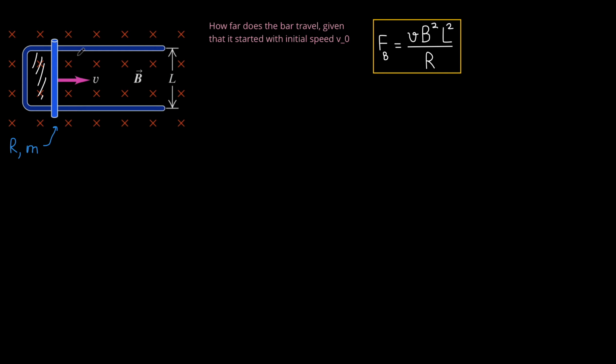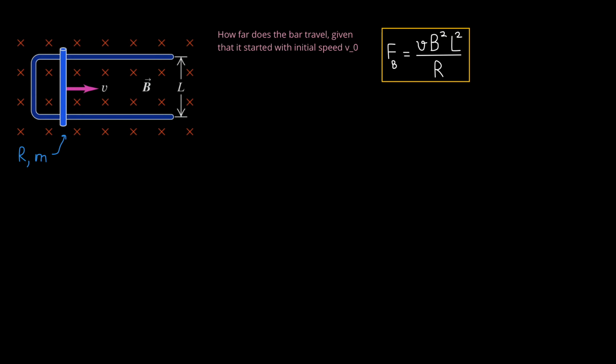As the bar is moving to the right, the magnetic flux is increasing into the page. The response of the loop will be to oppose that and to create a magnetic field in the opposite direction, which is out of the page. If the loop is creating an induced magnetic field out of the page, what must be the direction of the induced current in the loop?